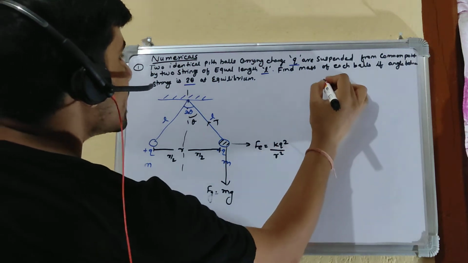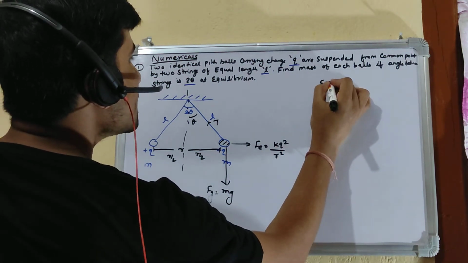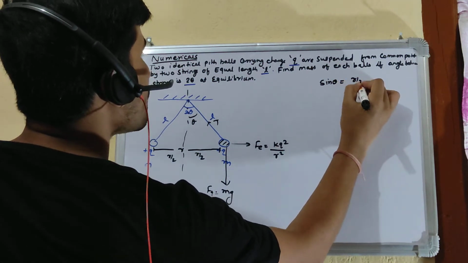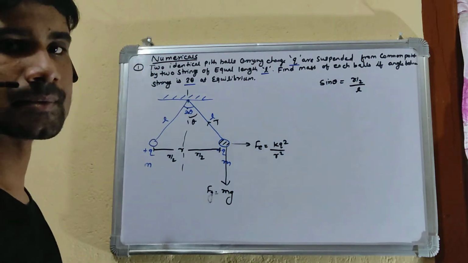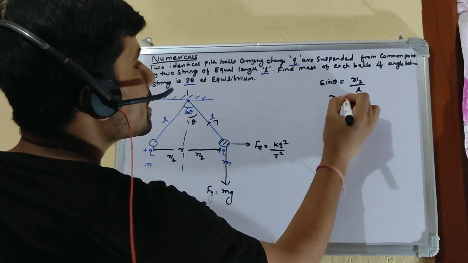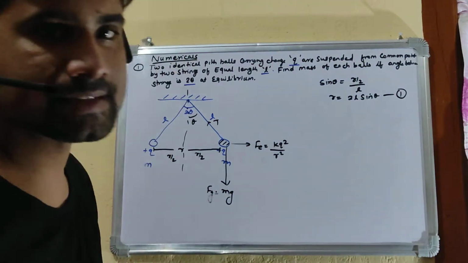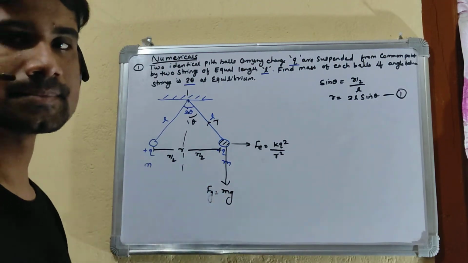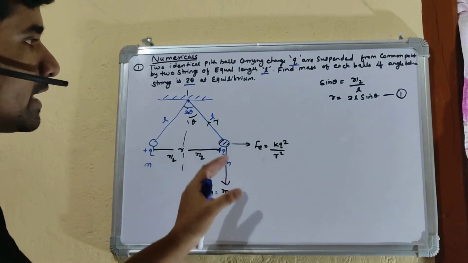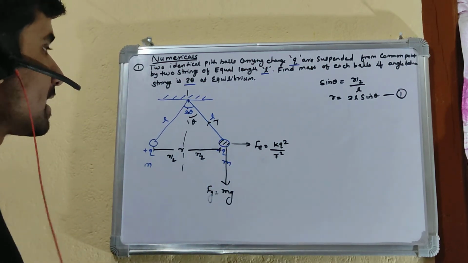You can say that sine theta is equal to r by 2 upon l, right? Clear? So r will be nothing but 2l sine theta. Clear? r is nothing but 2l sine theta. Now let's draw a free body diagram and understand this question, right?